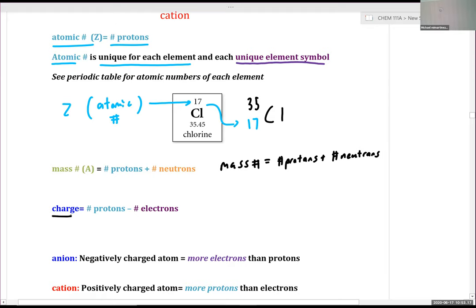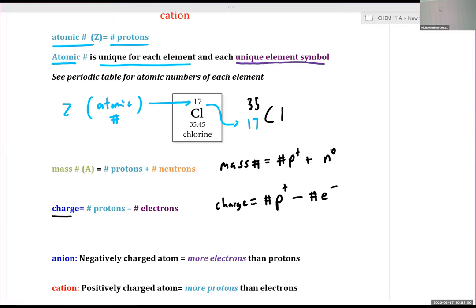The charge is equal to the number of protons, which we can sometimes write as P plus, minus the number of electrons, which is represented as E minus. If we wanted to represent neutrons using these abbreviated symbols, protons are P plus, neutrons are N0. So this shows how the mass number and charge are calculated in isotope notation.